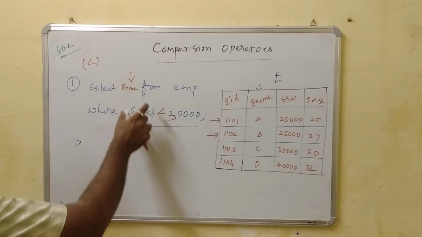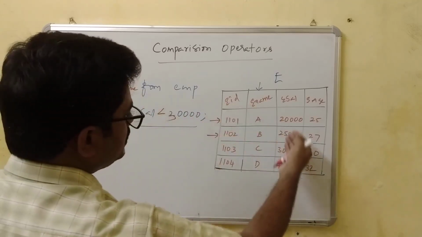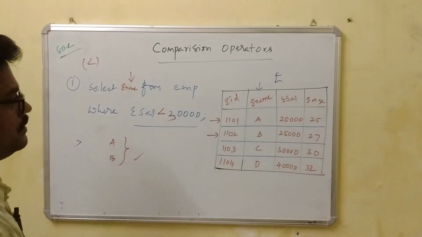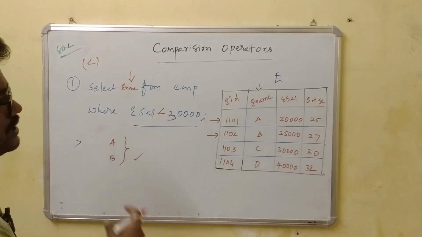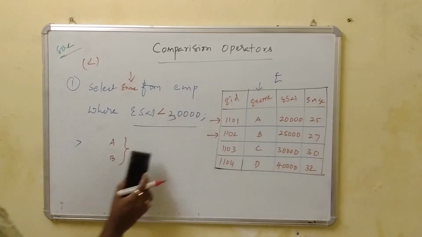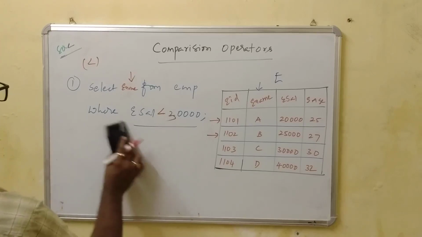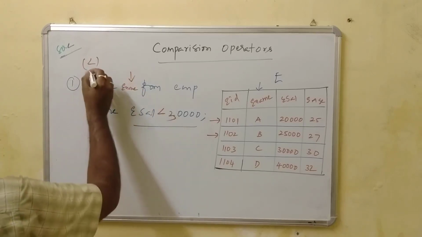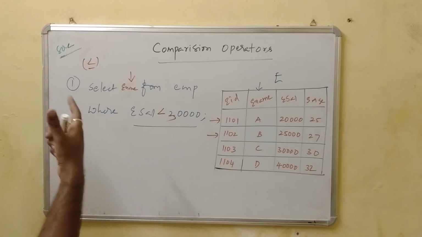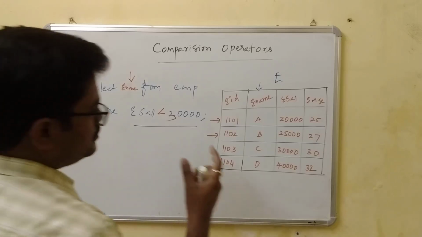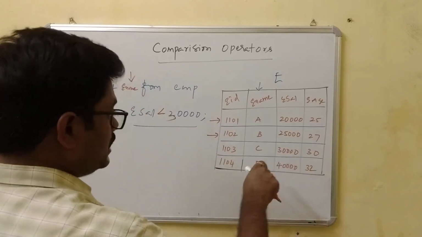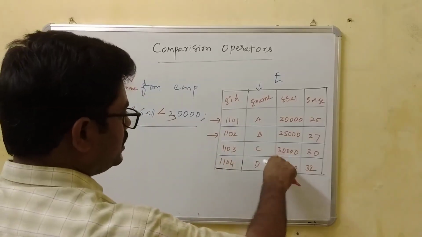So if you want the employee name whose salary is less than 30,000, then the data printed is A comma B. I hope you are understanding how these comparison operators are applied on the table by writing the queries. Now let us go to the less than or equal to. The less than or equal to condition is similar to the less than condition. So I want the details of the employee whose salary is less than or equal to 30,000.